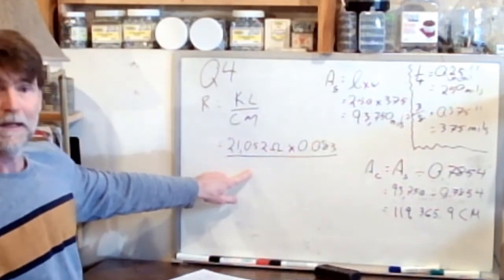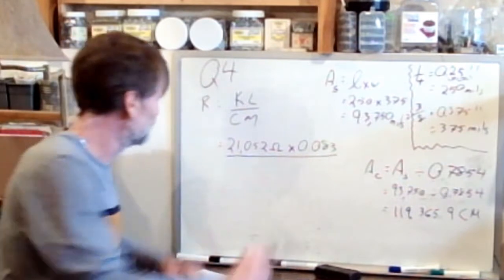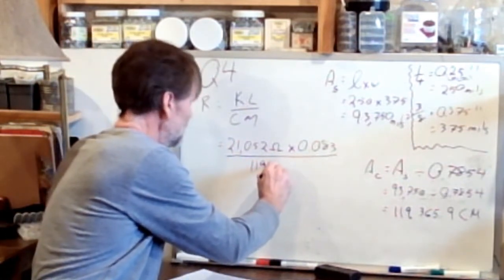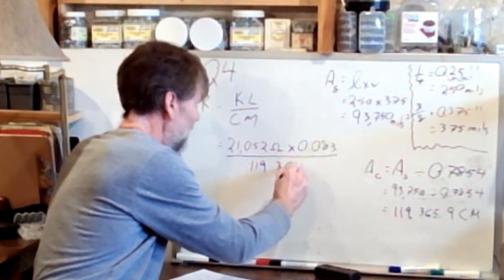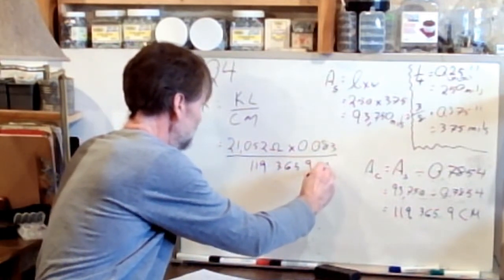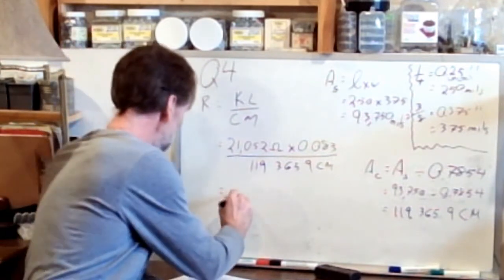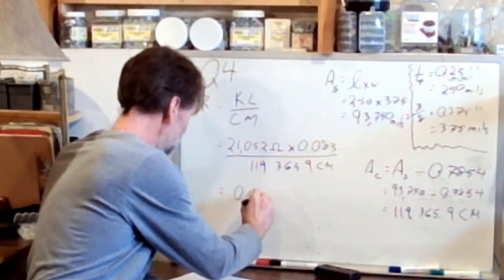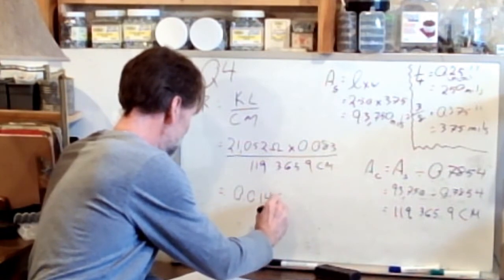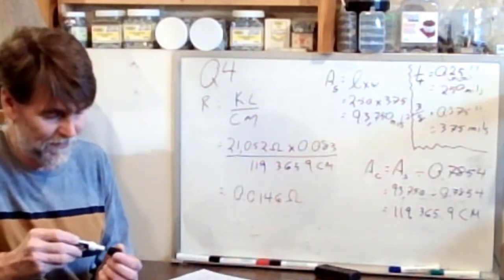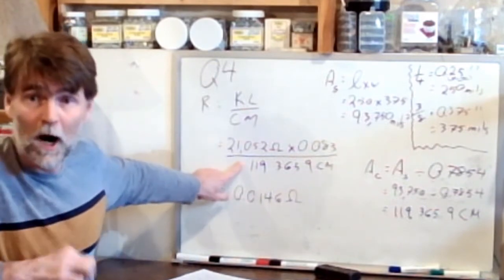Okay, and so finally we have the circular mils, the circular area, which is what we need in our equation to calculate our resistance. So it's divided by 119,365.9 circular mils, which gives us 0.0146 ohms as the resistance of this carbon brush.